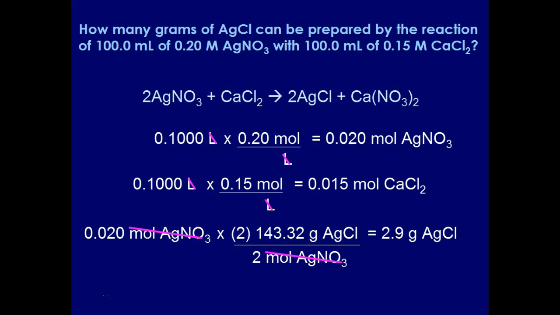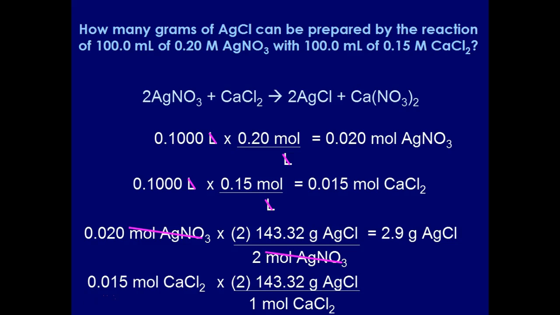silver nitrate. I need to figure out which reactant is limiting, so I'm going to take the 0.015 moles of calcium chloride, look at the balanced equation and see that it's a 1:2 ratio, but I need to account for the molar mass of silver chloride, so that's why the 143.32 grams is there. The moles cancel out. When I multiply and divide, I get that 4.3 grams of silver chloride could be made from all of that calcium chloride that was present. So the amount that I actually made, again, is based on my limiting reactant, the silver nitrate. So 2.9 grams of silver chloride is all I could prepare.